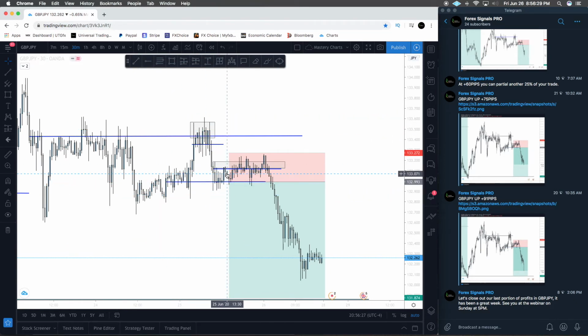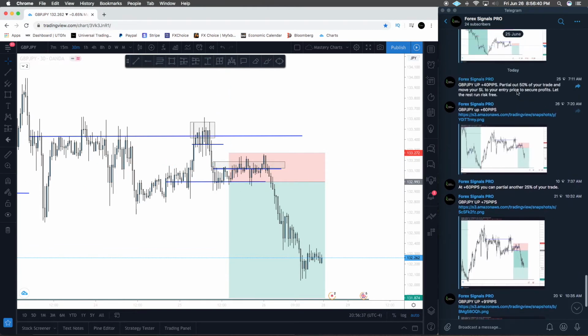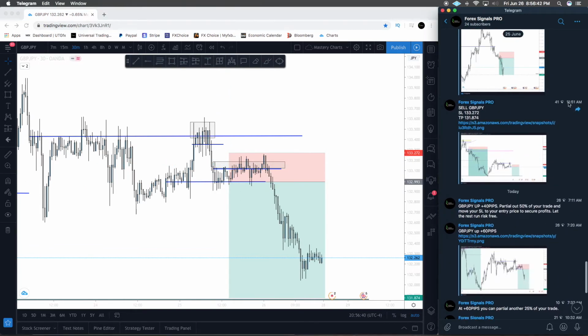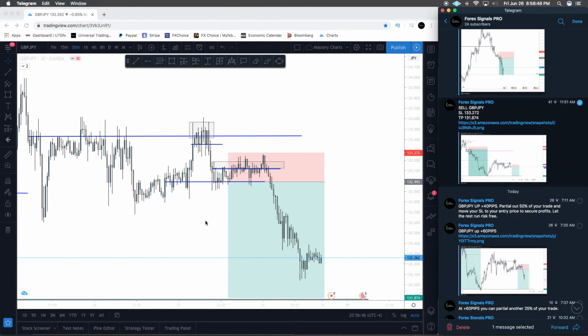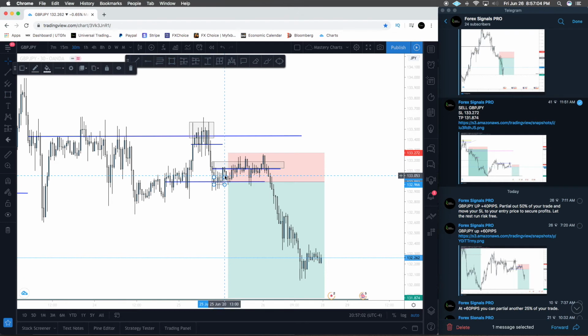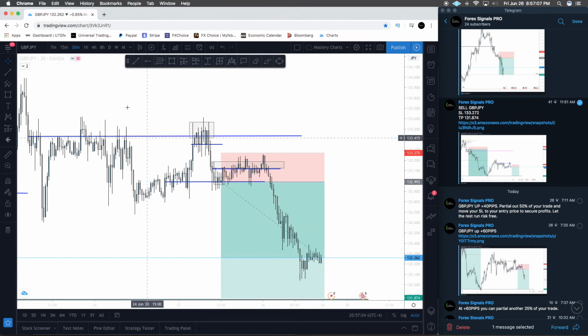So price pushed up, came back, we sent out the trade. I believe once price came to this level, we sent out the trade. Let's see here. Sent out the trade at 11:51 a.m. So when we got in the trade was around this area here. So let's move that back over here.